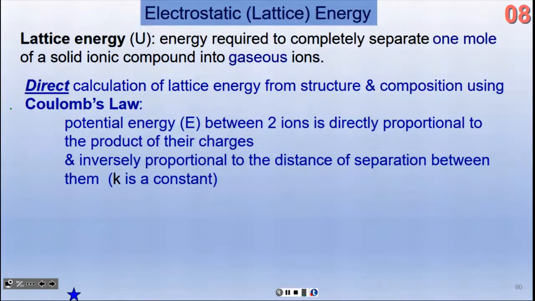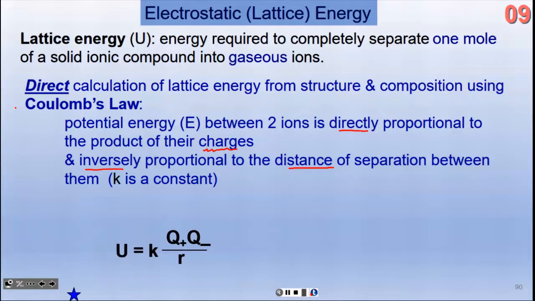So the lattice energy, remember the definition here, is the energy required to completely separate a mole of a solid ionic compound into gaseous ions. That's how they use these definitions. And the direct calculation uses something called Coulomb's law. That's from physics. No, you don't have to know that one particularly, but let's think it out and see what it's related to. It's related to the potential energy between two ions, stating that it's directly proportional to the product of their charges. So the charges of those ions are going to be important. And it's also inversely proportional to the distance, the separation between them, with K being a constant.